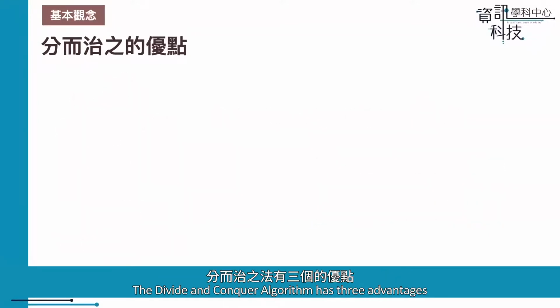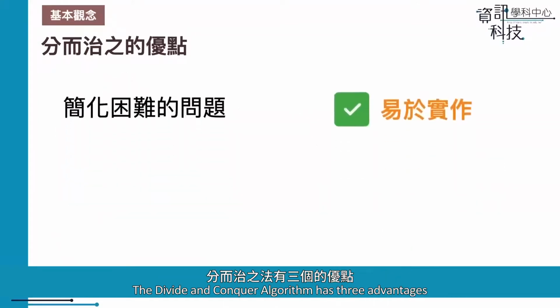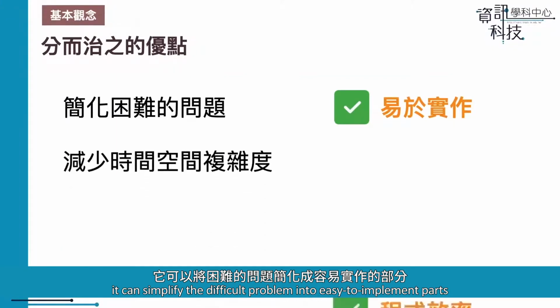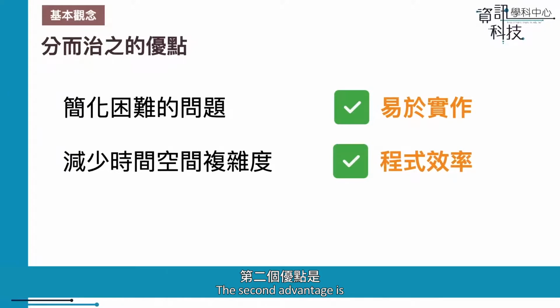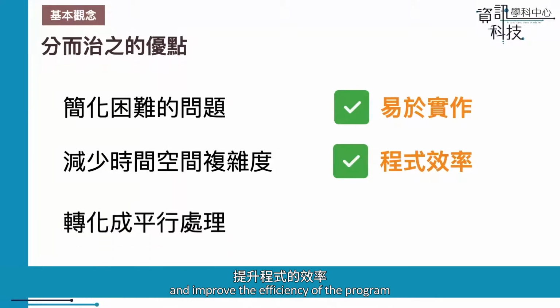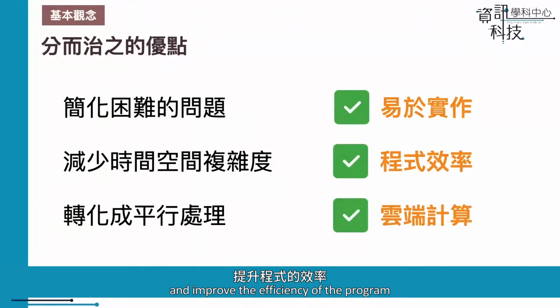The divide and conquer algorithm has three advantages. The first advantage is it can simplify the difficult problem into easy-to-implement parts. The second advantage is it can reduce the complexity of our time and space and improve the efficiency of the program. The third one is it can be converted into parallel processing to make it more suitable for cloud computing.